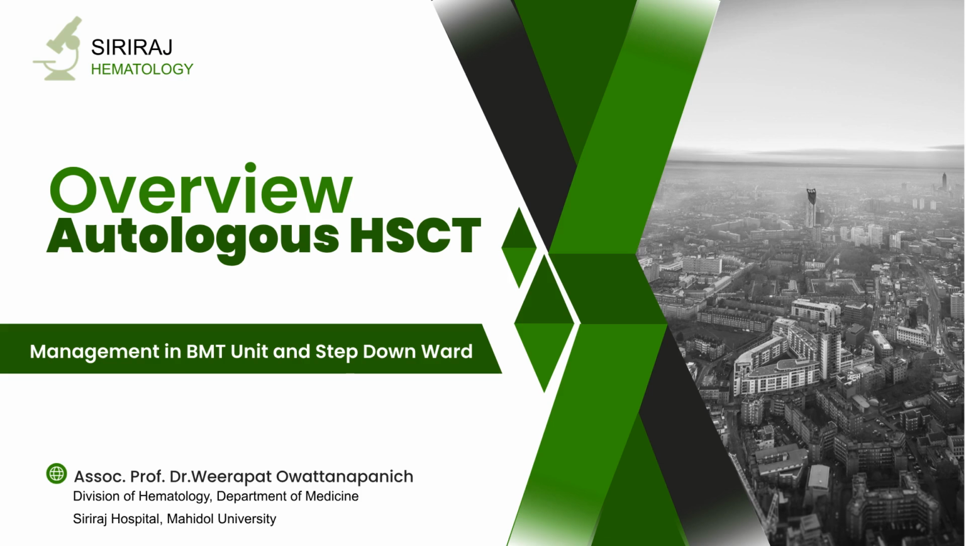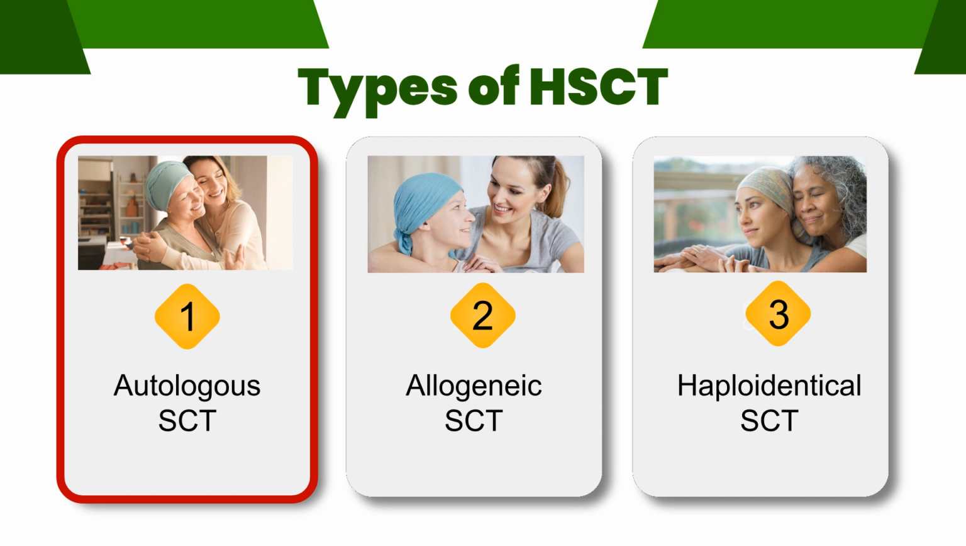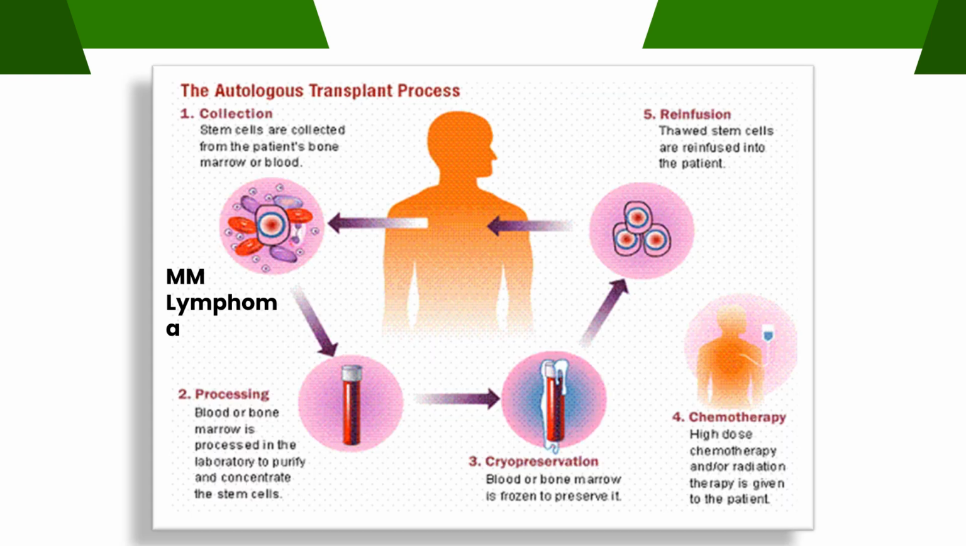This video provides an overview of autologous hematopoietic stem cell transplantation, or HSCT, and its management in the bone marrow transplant unit and step-down ward. There are three main types of HSCT: autologous SCT, allogeneic SCT, and haploidentical SCT. The autologous transplant process involves collection of stem cells, processing, cryopreservation, chemotherapy, and reinfusion.